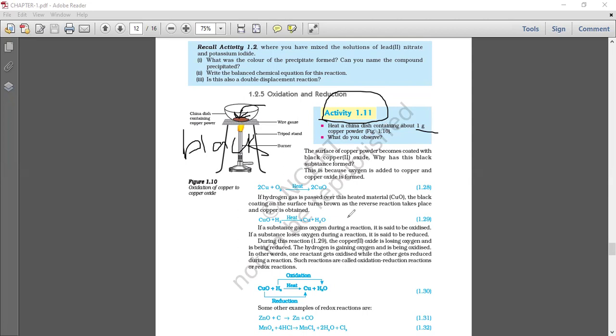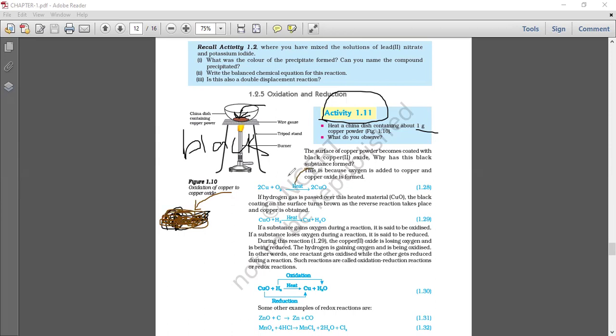Now he's saying, let us assume that this is copper powder which turned black after heating. Now pass hydrogen gas through it. What happens then? The color changes again and comes back to the same brown color.